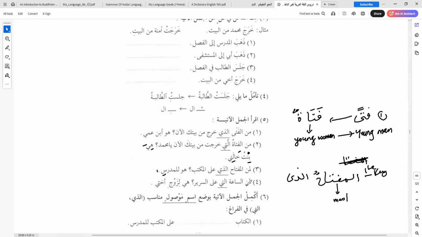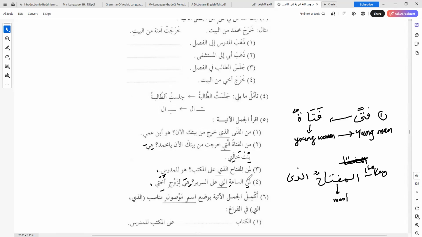Liman is-sa'ati allati al-sarir. Basically, you want to say who the watch that is on the table belongs to. Here, li zawji ukhti. It belongs to the husband of my sister.